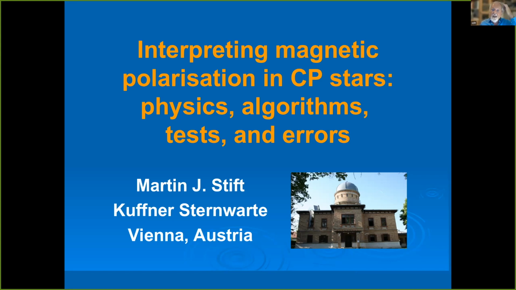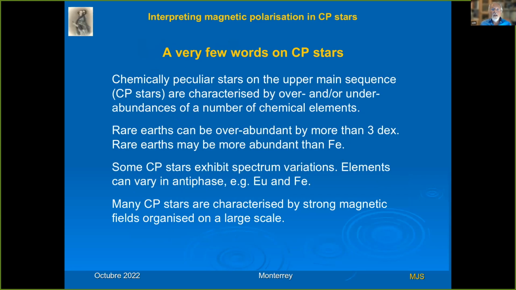I will speak on physics, on algorithms, tests, and errors. You know that algorithms govern our life. Amazon just lives with the help of algorithms, but CP stars should be governed by physics and not algorithms, something that has gone wrong over the past decades, and I want to point out a few problems arising from this.